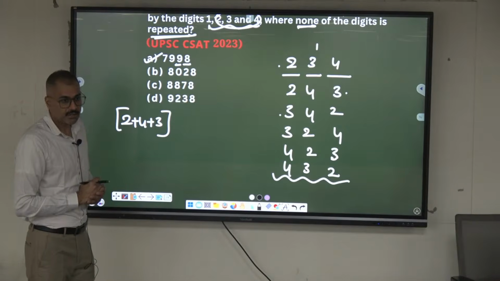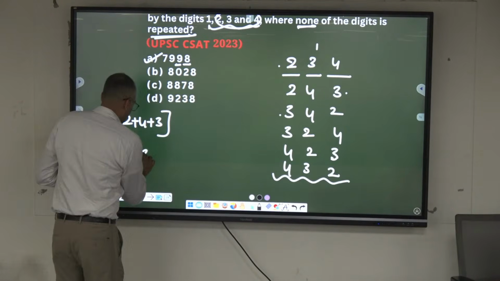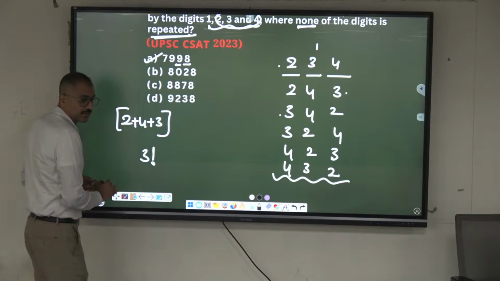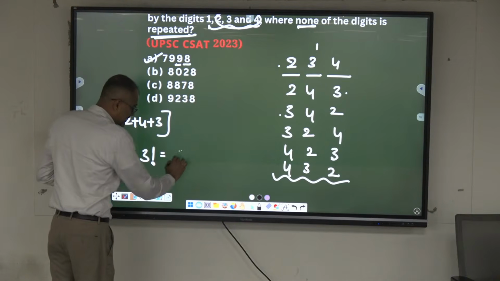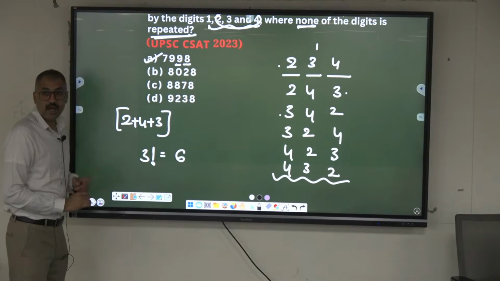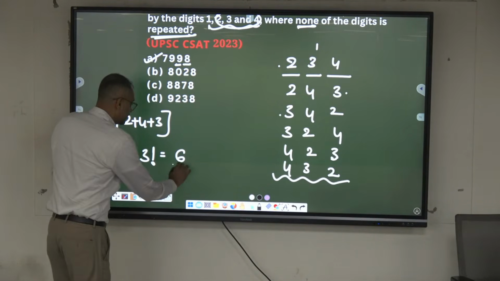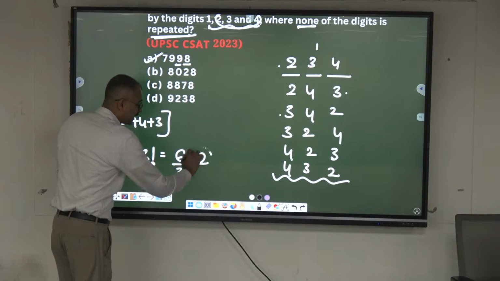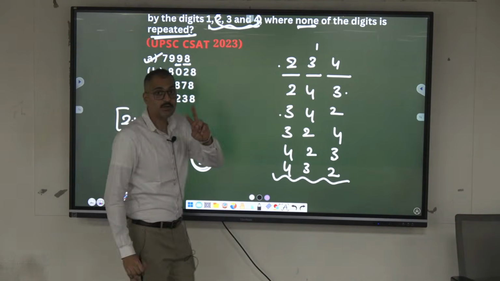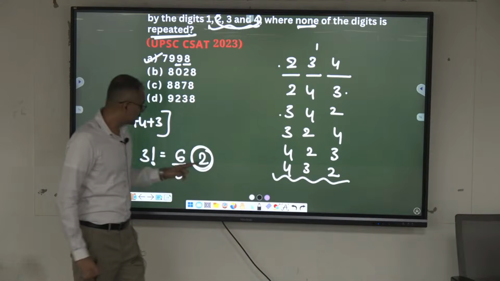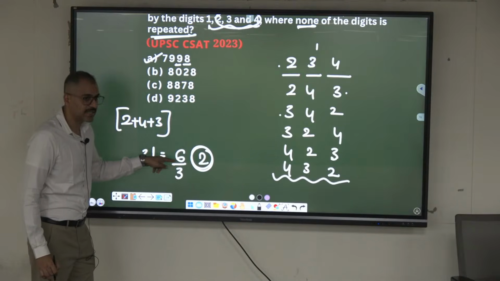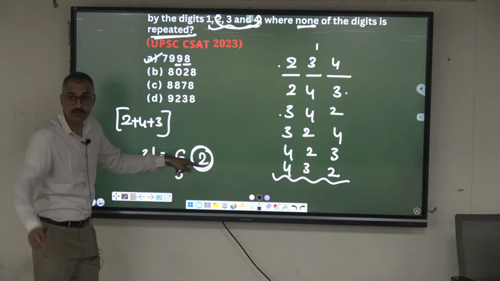Now, if I give you a 3-digit number, how many different ways can you arrange them? 3 factorial. What is 3 factorial? 6. How many digits are being arranged? 3 digits. 6 by 3, how many times do they have to repeat in every column? Twice. 3 digits arranged 6 times means every time there will be 2 repetitions.